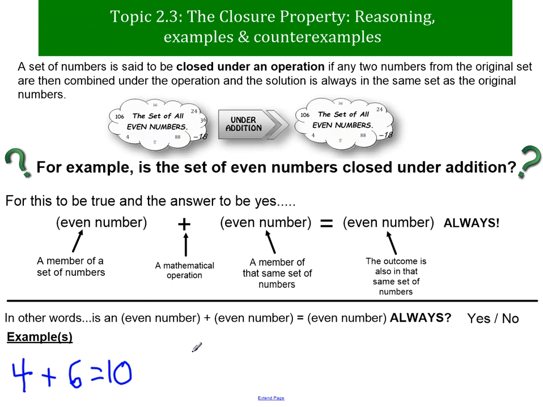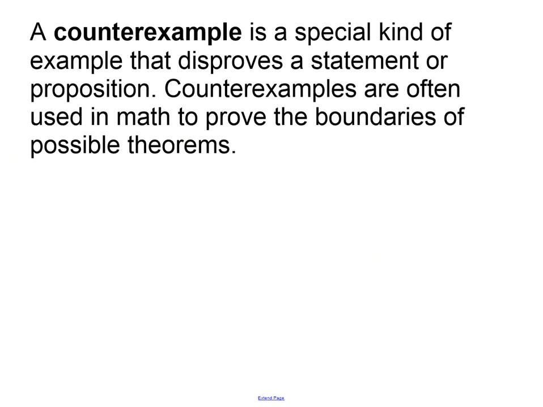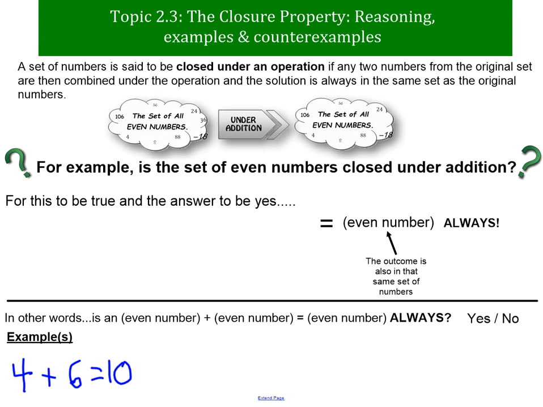Are there other examples? Is there a counterexample that would disprove this? A counterexample. That's a special kind of example that disproves a statement. You only need one counterexample to disprove this situation. So 4 plus 6 is equal to 10. That's an example. That's an even plus an even is equal to even. Is this always true? Let's take 12 and add 6. That's 18. Another example, not a counterexample. It turns out every even plus every even is going to be an even number. So is this true always? Yes. This is definitely true always.